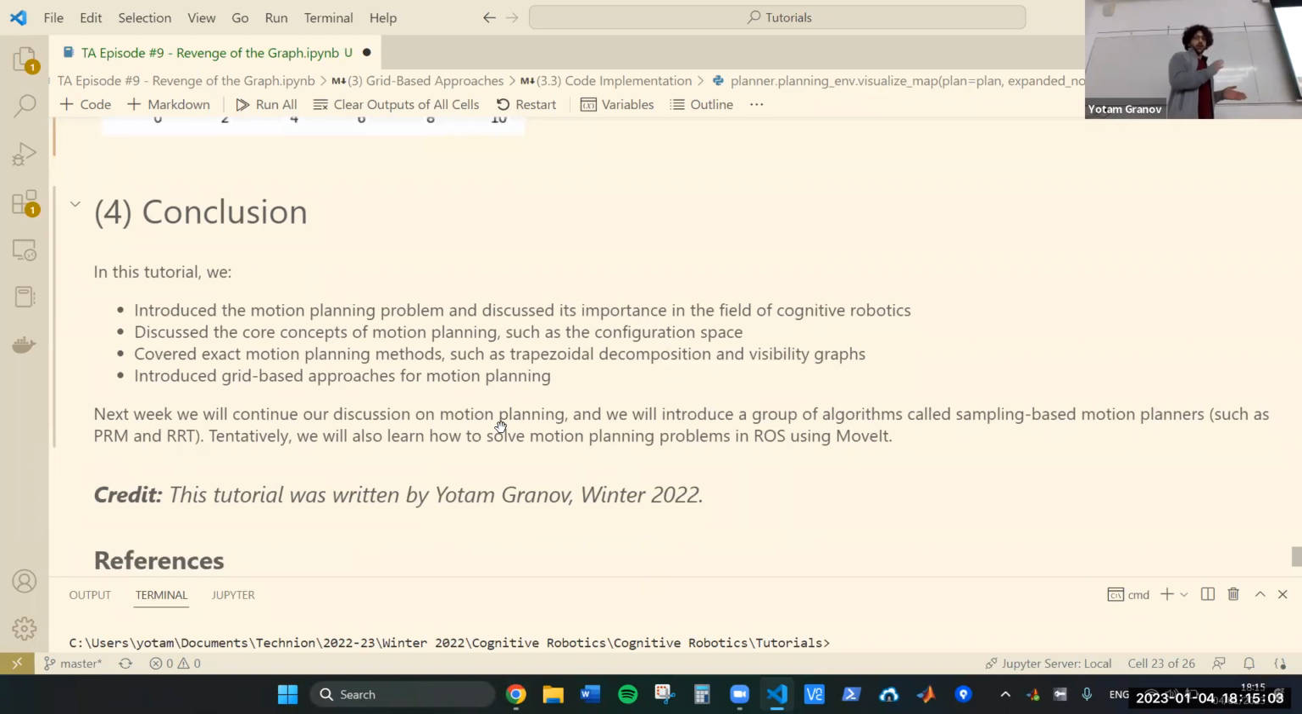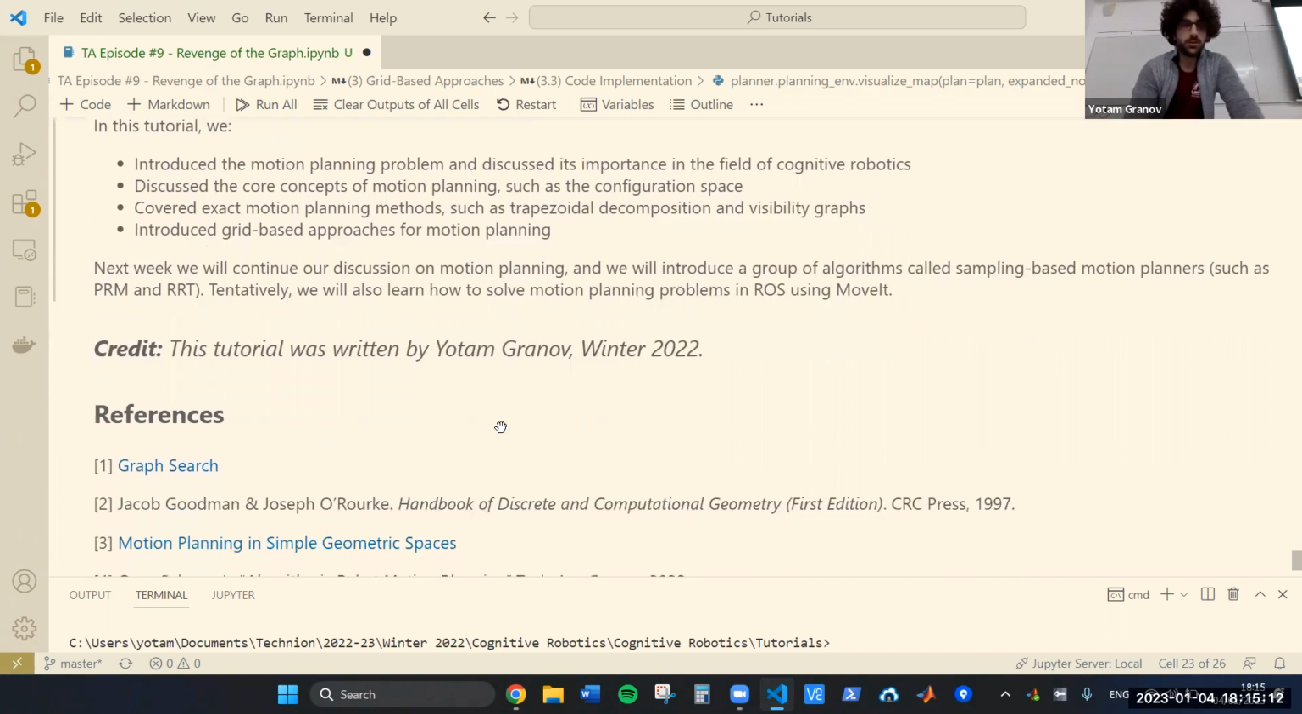Hopefully, if I can get those ROS tutorials out for you in time, then we'll also look a bit at MoveIt, which is a software package used with ROS for motion planning. So that'll be a nice thing there.